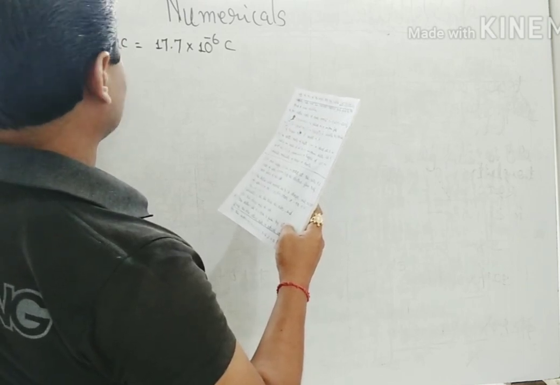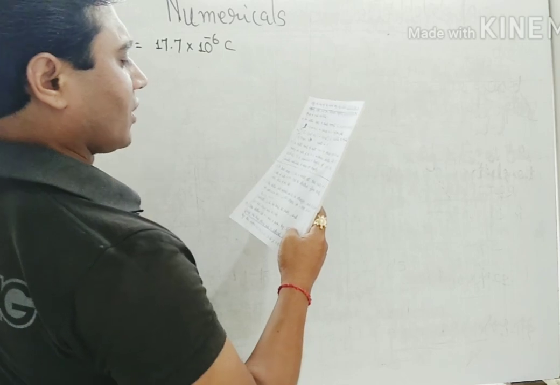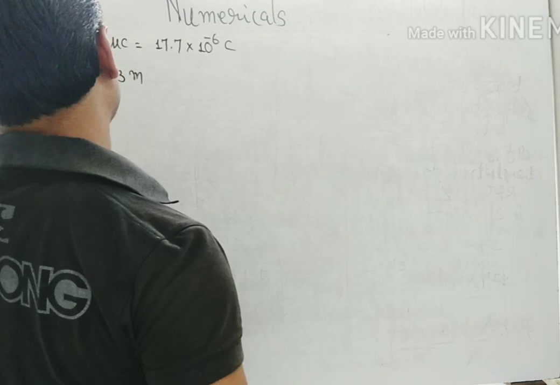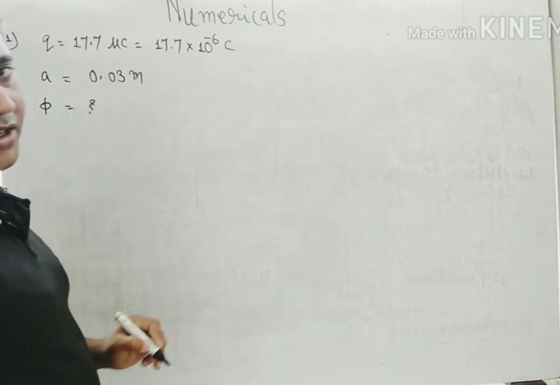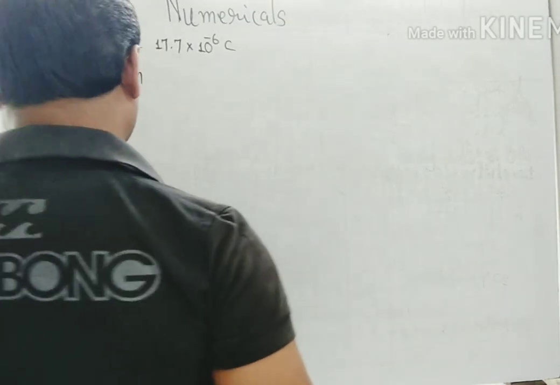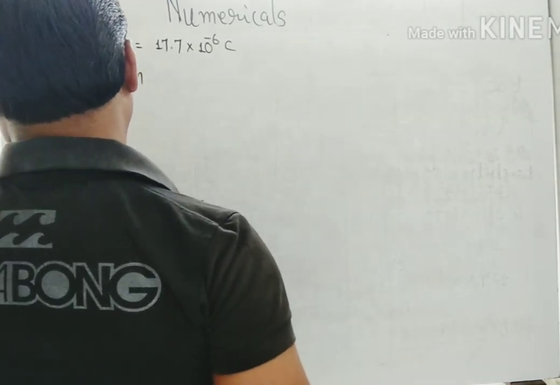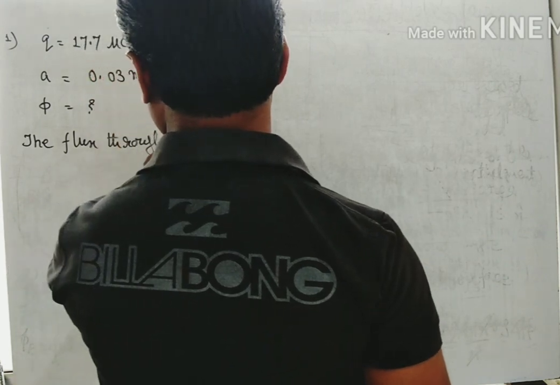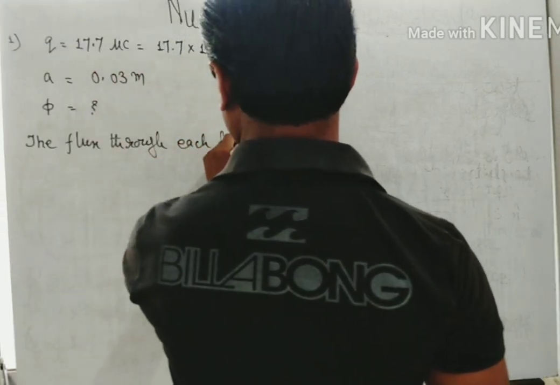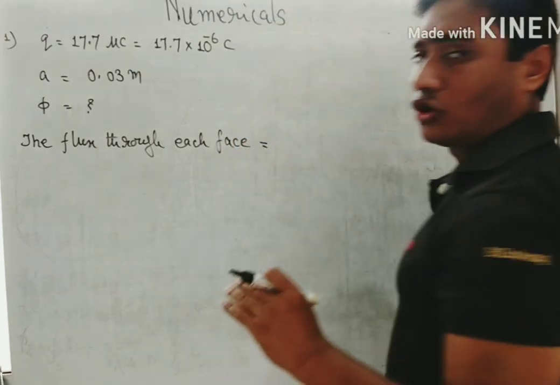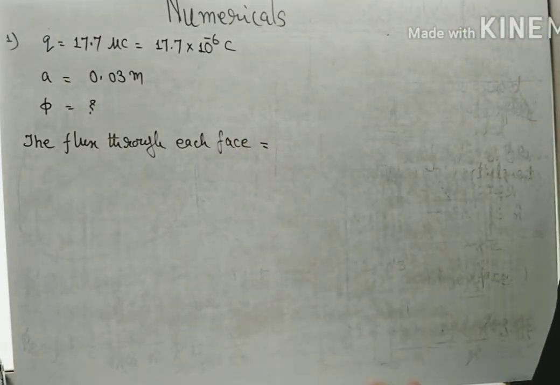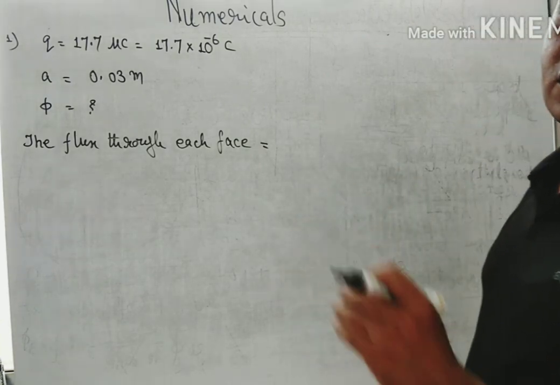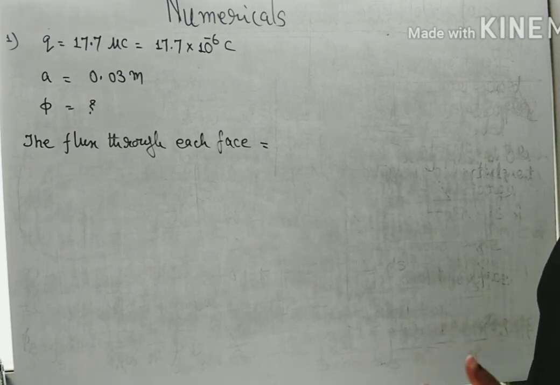Let me call the side of the cube a. It is 0.03 meter, and we have to find the electric flux through each face. So here we write the flux through each face equal to, as you all know, a cube has 6 faces and the total flux associated with that whole cube is 1 upon epsilon naught times q, the net charge enclosed.